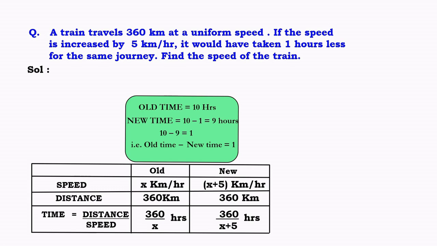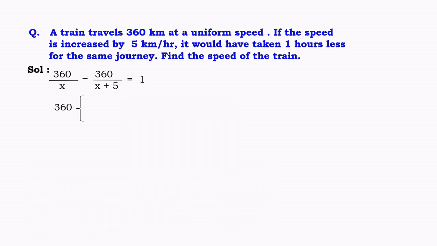From the information given in the question, we can form the equation 360 divided by x minus 360 divided by x plus 5 is equal to 1. Now, let us simplify this equation step by step. First, take 360 as the common factor. This gives us 360 multiplied by 1 divided by x minus 1 divided by x plus 5 is equal to 1.